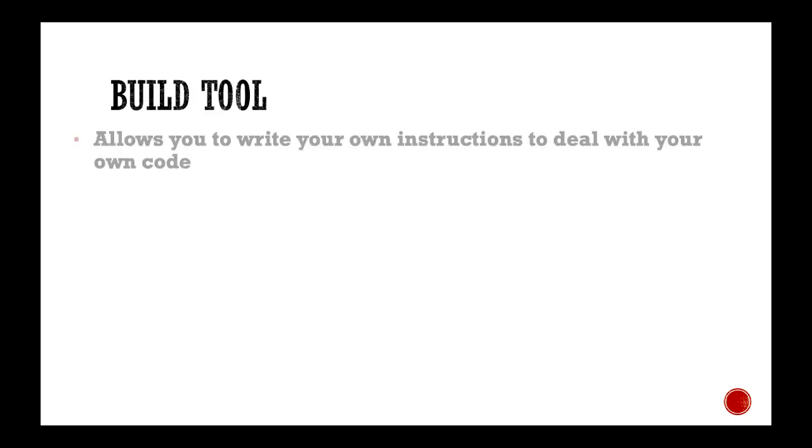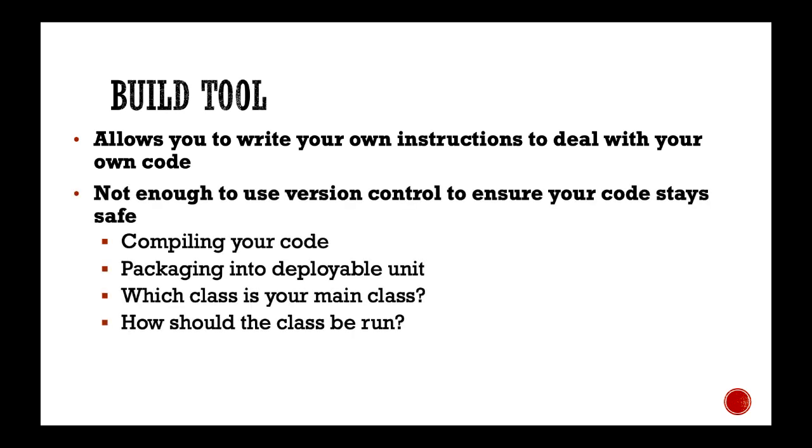So on to build tools. What are these things? These are tools that allow you to write instructions to deal with your own code. So long story short, version control is just not enough. We need to put the entire process of taking our code and turning it into a distributable project in an automated unit. We've got to put all this together. That may even include testing and building and deployment, all kinds of different things.